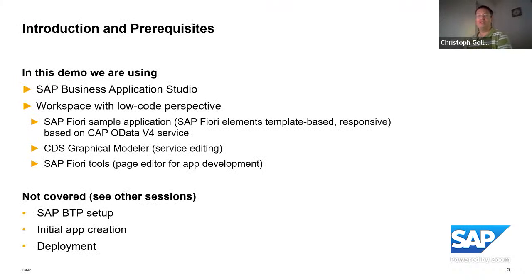In this demo we are using SAP Business Application Studio. As in the other sessions for low code, no code, we are using the low code perspective, so we are not touching code. We are using a SAP Fiori elements-based sample application. It is a bit more sophisticated than the one created by Tim, but it is the same scenario. I will also use the CDS graphical modeler to change some service settings, and finally the SAP Fiori tools to edit my application in the desired way.